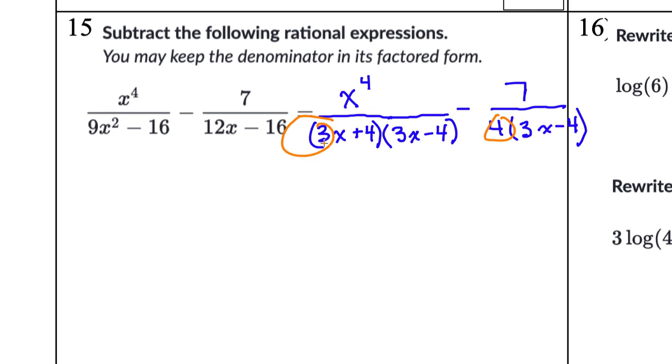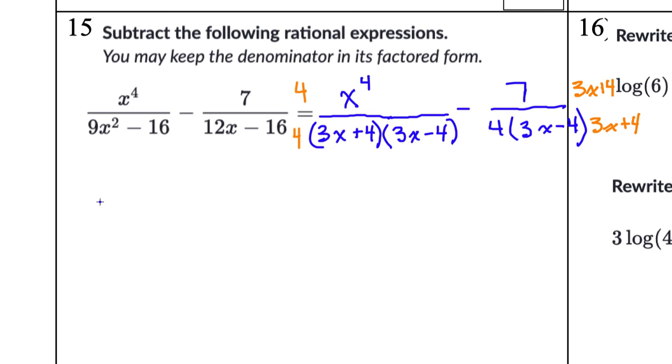There's no 4 down here, right? So if I multiply by 4, I have to multiply by the top as well, the numerator as well. What is the right-hand side missing? I already have a 3x minus 4. I'm missing a 3x plus 4, so I'm going to multiply by 3x plus 4 and 3x plus 4. Do not multiply out the denominator.